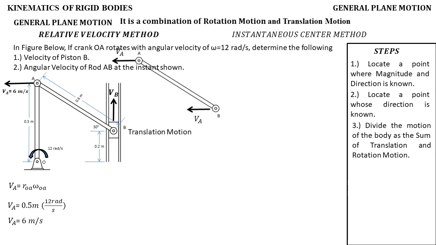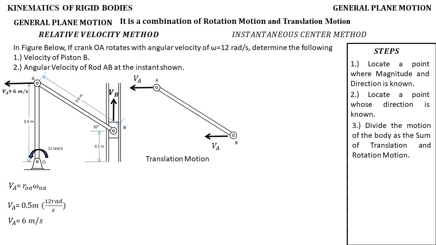Divide the motion of the body as the sum of a translation motion and a rotation motion. Translate the body, rod AB, with a translating velocity. We will translate only the velocity. And rotate it about a fixed point A.